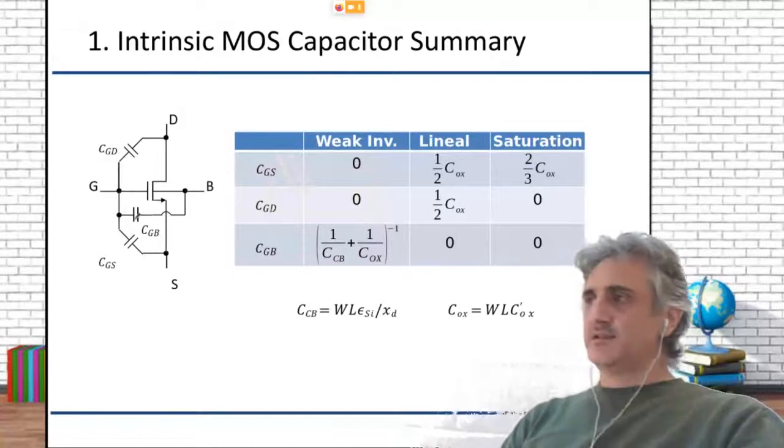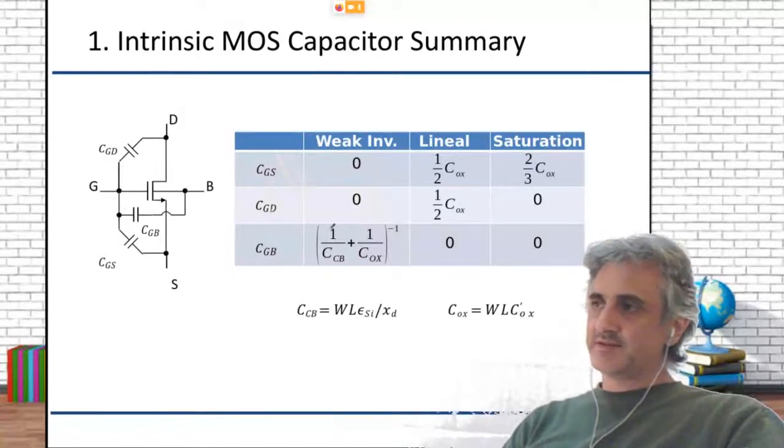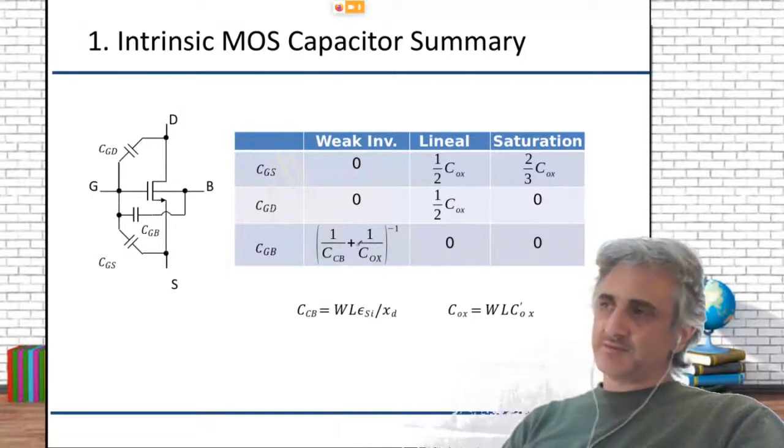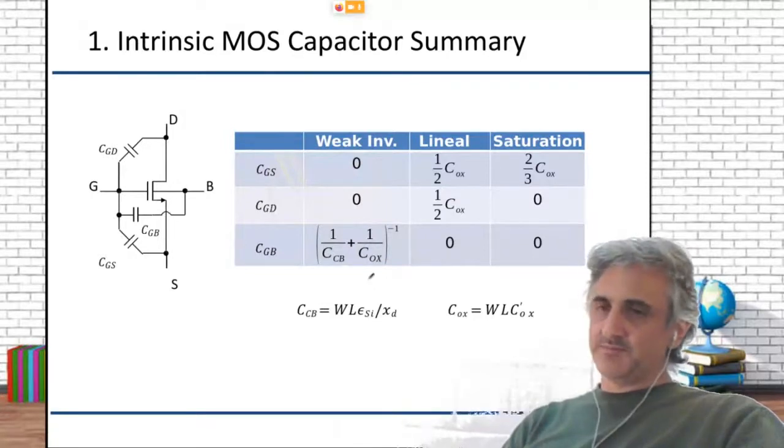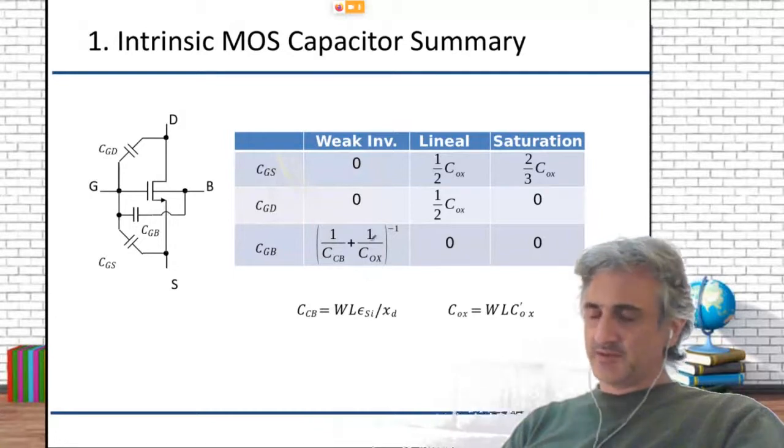Between the gate and the bulk is this expression, which is equivalent to 2 capacitors in series. So we get the minimum of both of them.